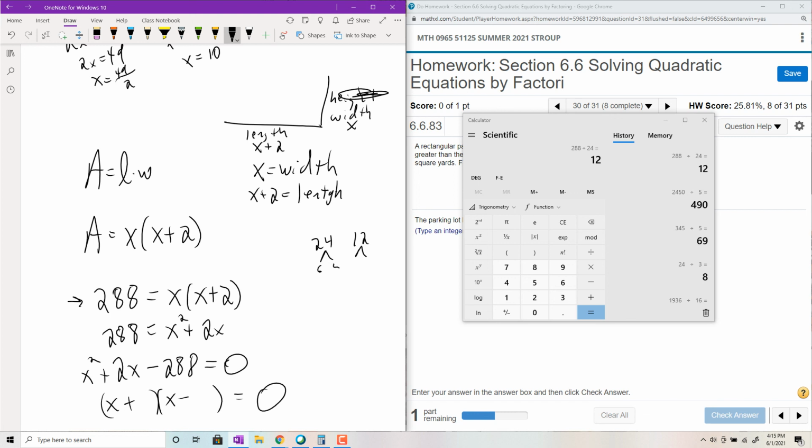24 is 6 and 4. This is 6 and 2. So maybe, I don't know. 36 and 8 won't work. How about divided by 18? 288 divided by 18. Yep, 18 and 16. So you want the bigger number to be positive.